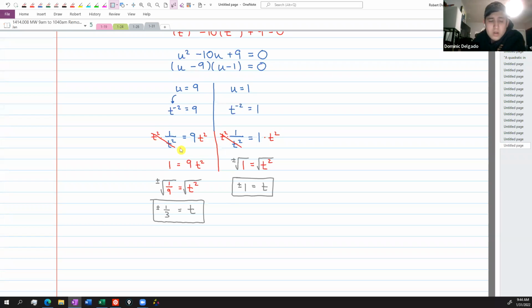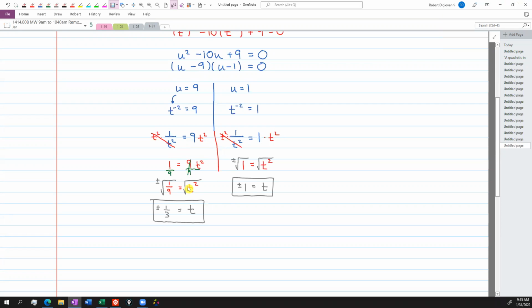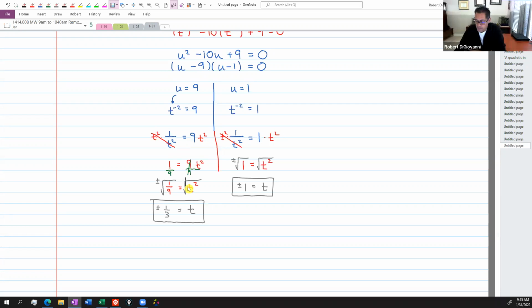Yeah, what do you got? How did you change it to 1/9? Like towards the very last step. Right here, I took this and I divided both sides by 9 so that I could get t squared by itself. Okay, just isolating the variable. Isolated the variable, exactly. Can we do another question like this?